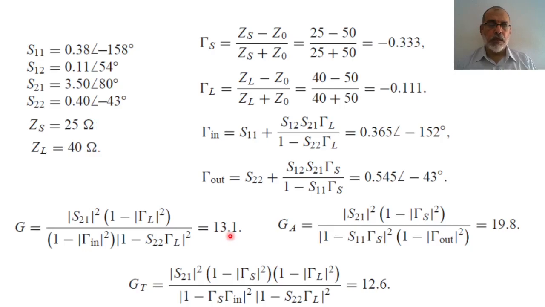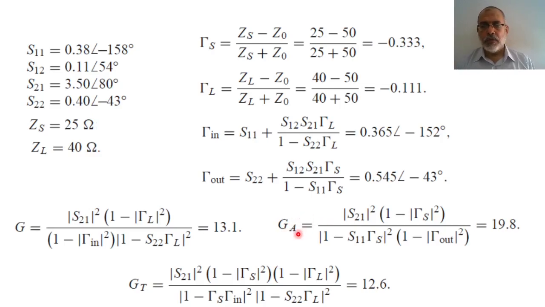This is effectively the power at the load to the power at the input of the transistor. On the other hand, the available gain is the power available from the network, from the transistor, to the power available from the source. So, in this case, the load and the source are assumed to be matched to the transistor.